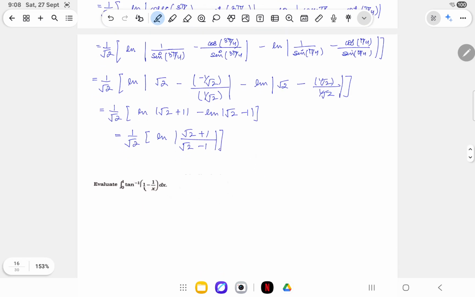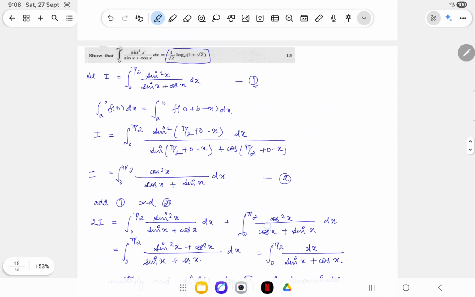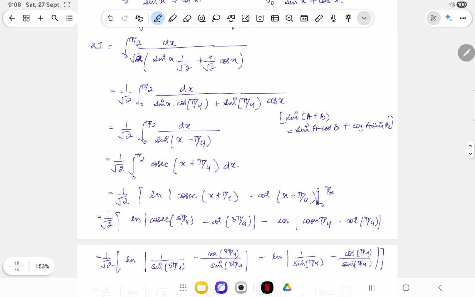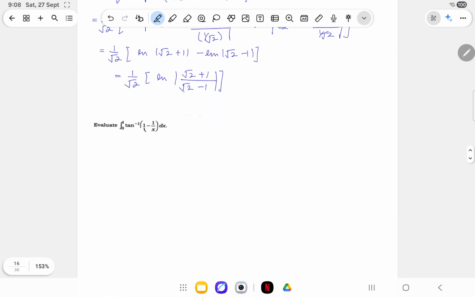Now let's see what we are supposed to prove finally. We are supposed to show that it is equal to √2 log_e(1 + √2). So we need to get rid of the term in the denominator. Let's rationalize it inside the log term.